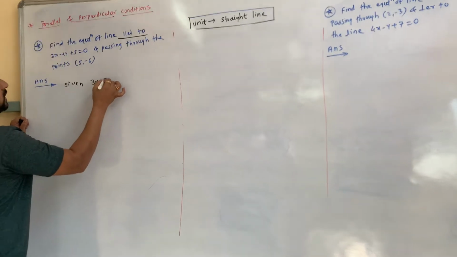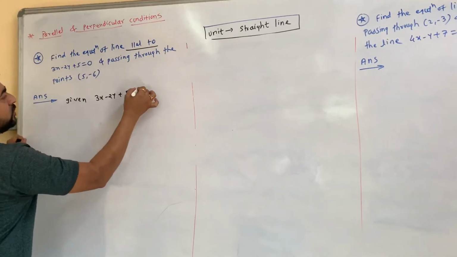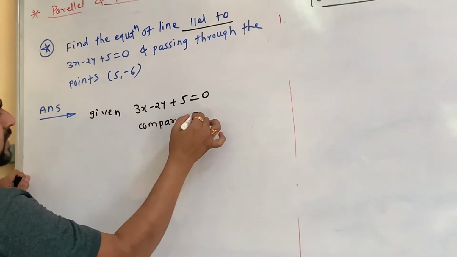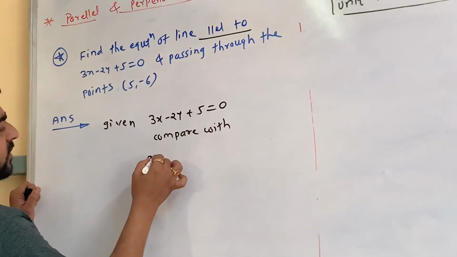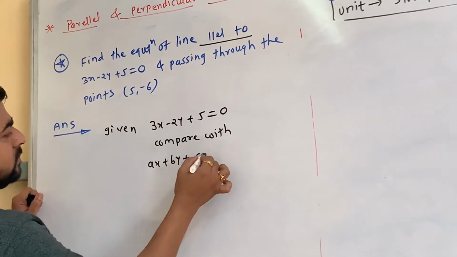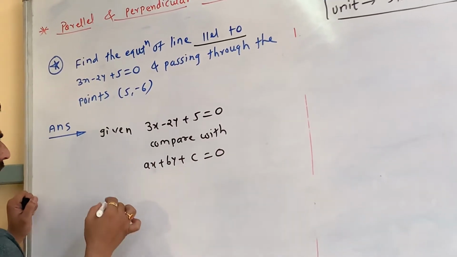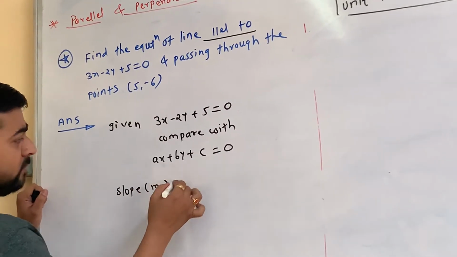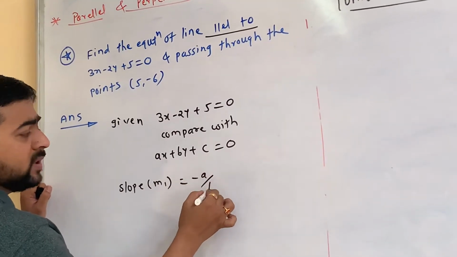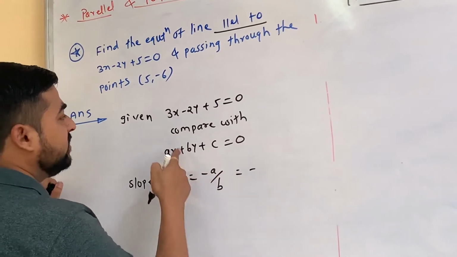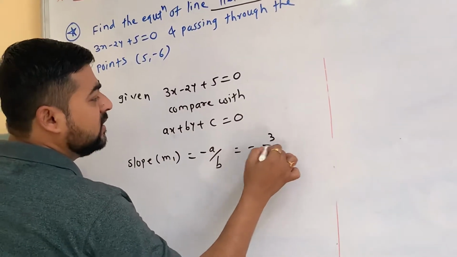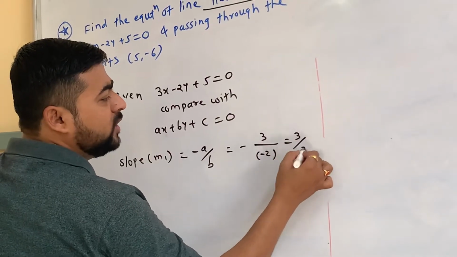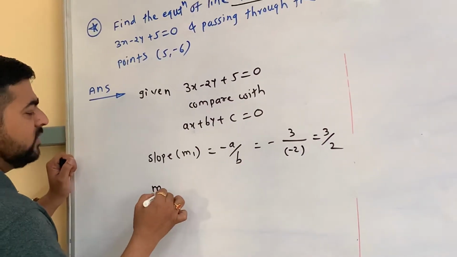First, the given data: 3x minus 2y plus 5 is equal to 0. Compare this line with our standard equation of line, ax plus by plus c. Hence the slope, which we call m1, is minus a upon b. Here a is 3 and b is minus 2, so m1 is equal to 3 by 2.